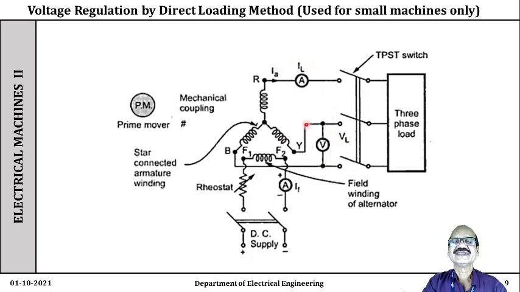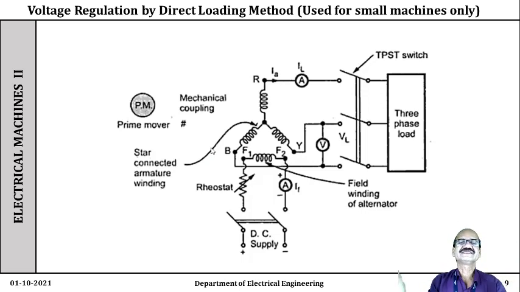Okay. So in this way, we have made the connections of the stator winding and rotor winding. Now come to the prime mover. In the laboratory experiment, generally the prime mover used is the DC shunt motor, because it is easier to adjust the speed. Okay. Now come to the next slide.